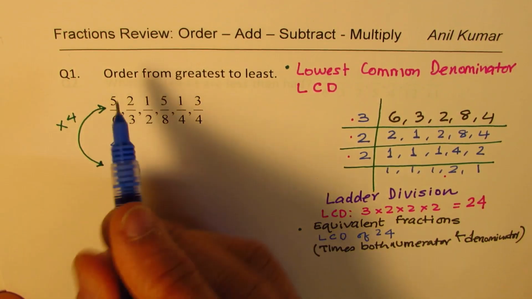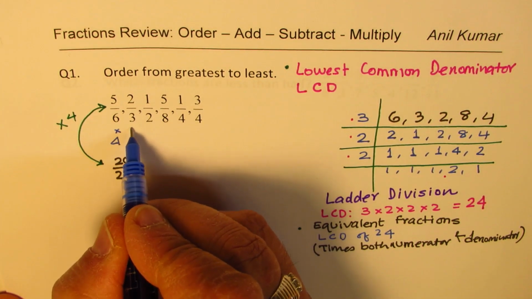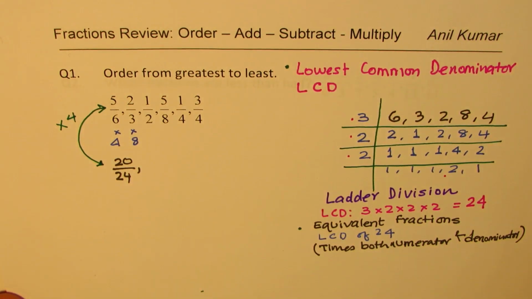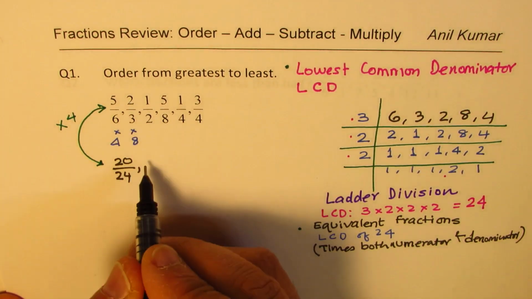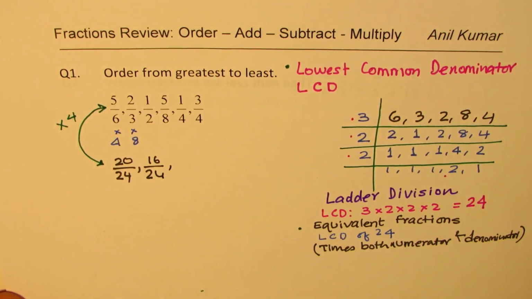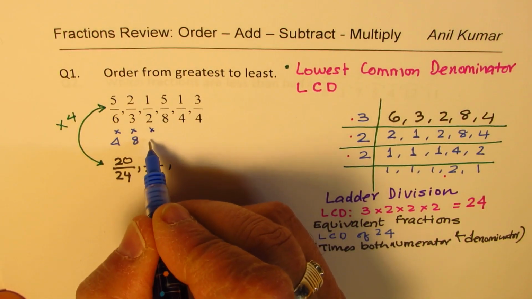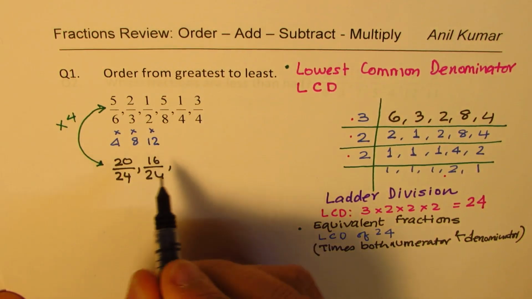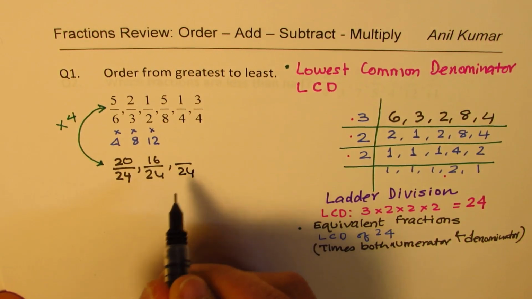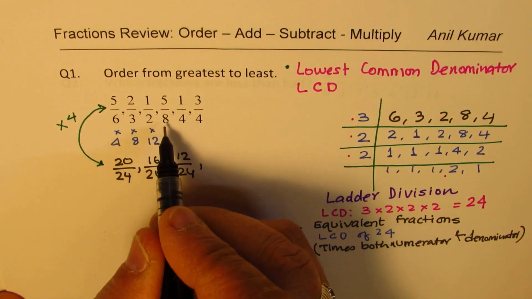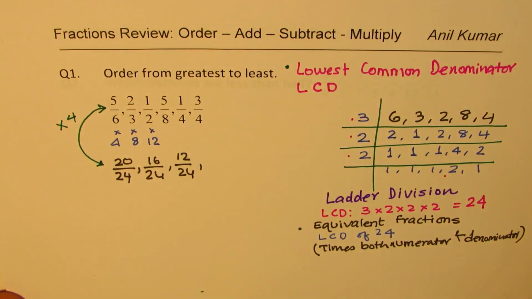Perfect. Next number here. What should I multiply 3 by? 3 should be multiplied by 8, and so 2 should also be multiplied by 8, right? So when I do that, I get 8 times 2 as 16 and 3 times 8 as 24. Is that clear? Next number here, 2 should be multiplied by what? So 2 should be multiplied by 12. So 12 times 2 is 24. So we again get the same common denominator 24, but the numerator changes to 12. Is that clear?